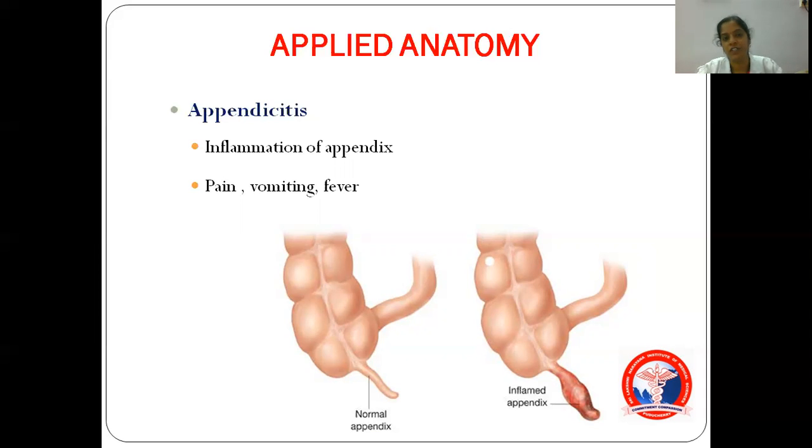So pain will be the first one, and you have to ask the course of the pain, where it exactly starts and where it is now. The patient also comes with complaints of vomiting, and fever will be there. When you see these symptoms, you can come to a diagnosis of appendicitis. You can do an ultrasound also. By all these symptoms and the features in the ultrasound, you can conclude appendicitis. The treatment is appendicectomy, so removal of the appendix.